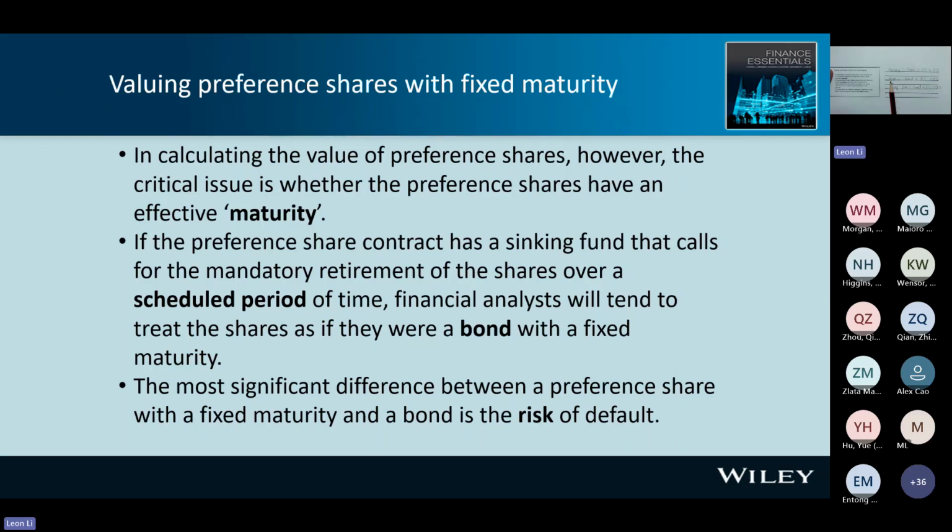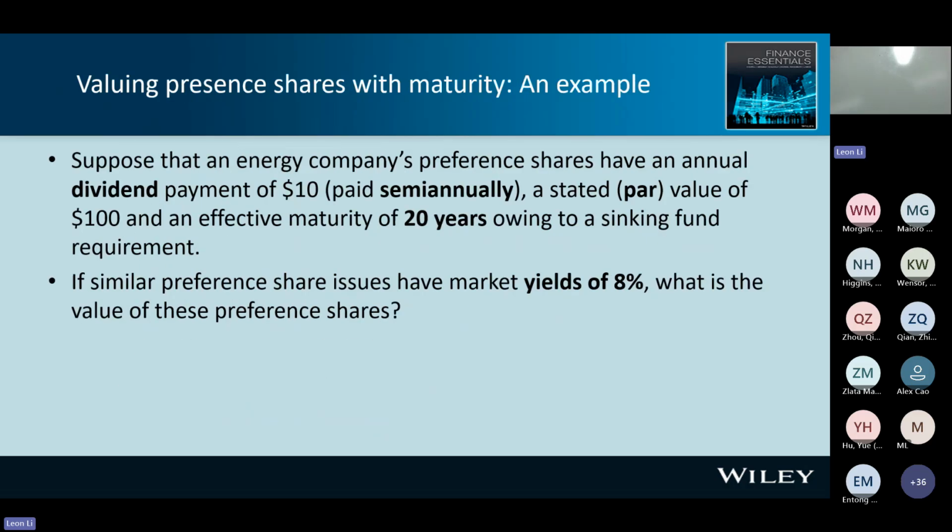And the risk will affect our required return. Higher risk, higher required return. So ordinary share will have higher required return, right? Because of the risk, they have the highest risk, all right? Okay, so if we have the preference share with the maturity date, the valuation will be like our bond.